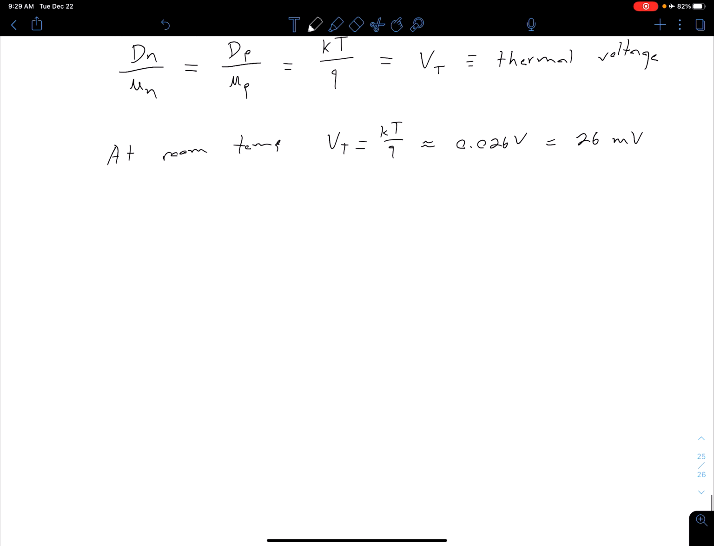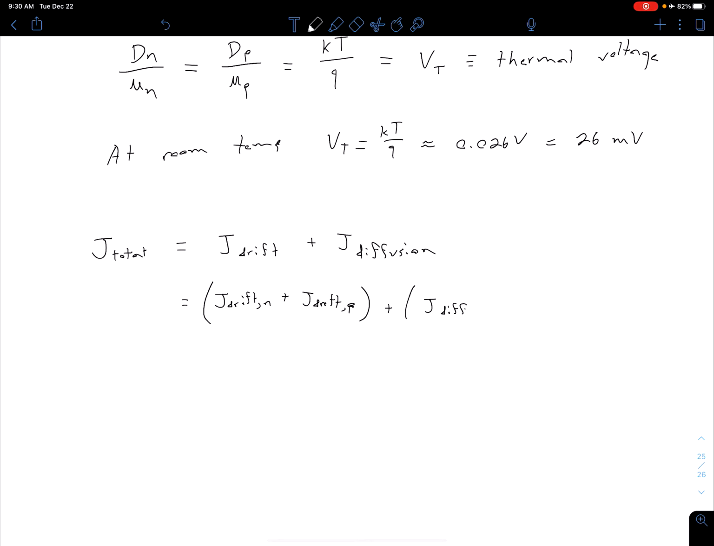One other thing I want to write out explicitly is that, of course, our overall current density in the material, let's call it J_total in some semiconductor, is going to be equal to the contributions from our drift current density as well as our diffusion current density. And so as we've seen, of course, we can break each of these two down further. So we could say that our J_total is equal to our J_drift, which is composed of J_drift due to electrons plus J_drift due to holes, plus our diffusion term, which is J_diffusion due to electrons plus J_diffusion due to holes.